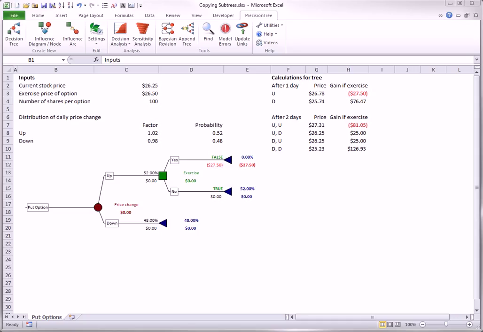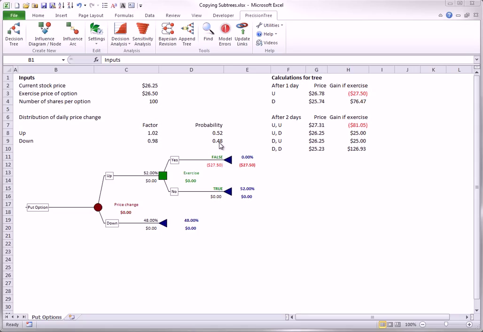To illustrate the copying and pasting tools, I will build a tree for an American put option that has a duration of 2 days. Each day, the price either increases by 2% with probability 0.52, or it decreases by 2% with probability 0.48. The person holding the option can then decide whether to exercise the option if he has not already done so. This makes sense if the price decreases, because the person makes money on a put option when the price is low. But even then, it might make sense to wait and exercise later, hoping the price will go even lower.